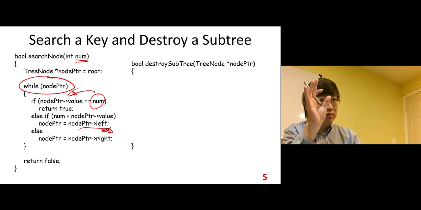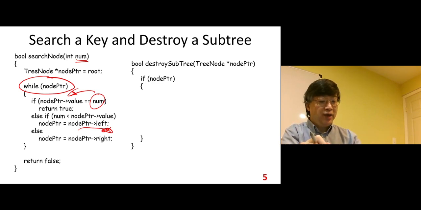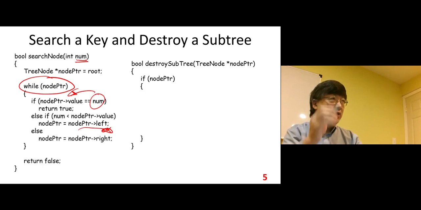Destroy subtree. Sometimes we need to destroy one subtree. We can do this. We start from the current node, the current node as the root of the subtree.